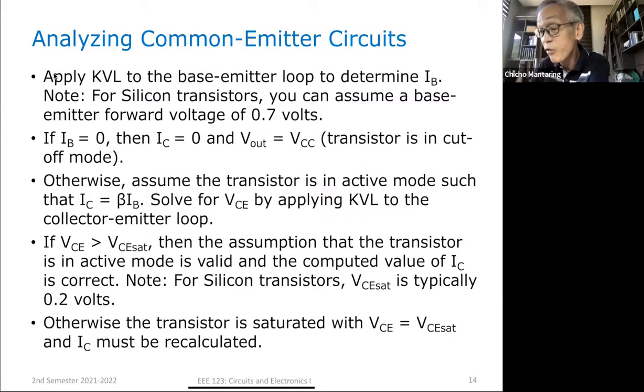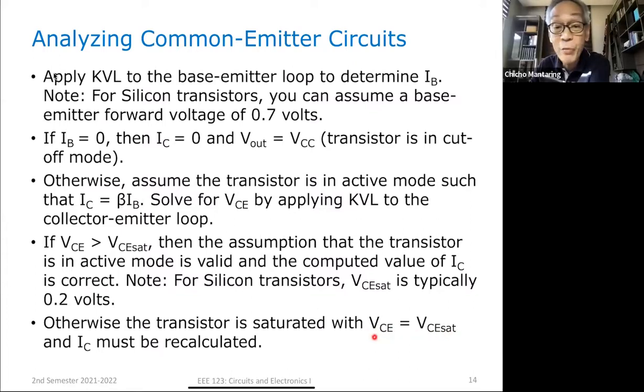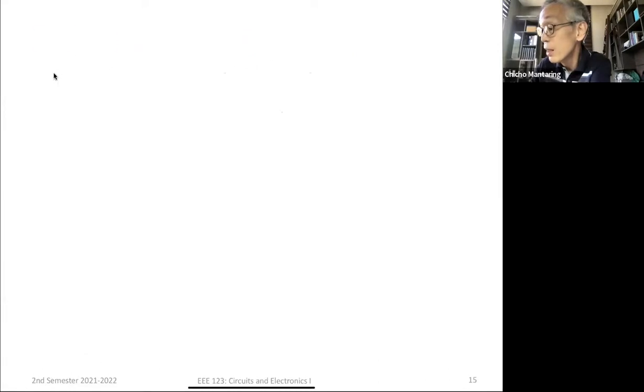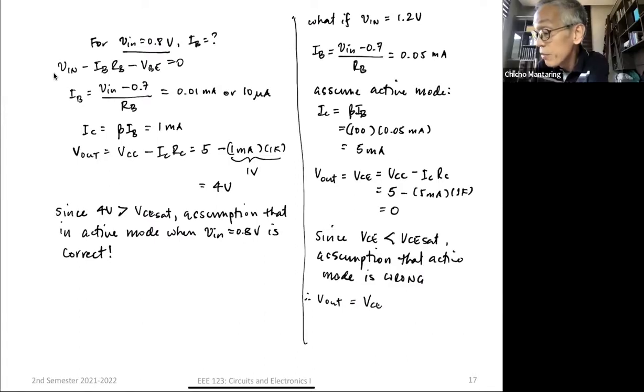Now, what will be the value of VCE? It's right here. VCE will just be equal now to VCE SAT. So it's like the cutoff thing, like the graph. VCE is now going to be VCE SAT, which is now going to be 0.2 volts.